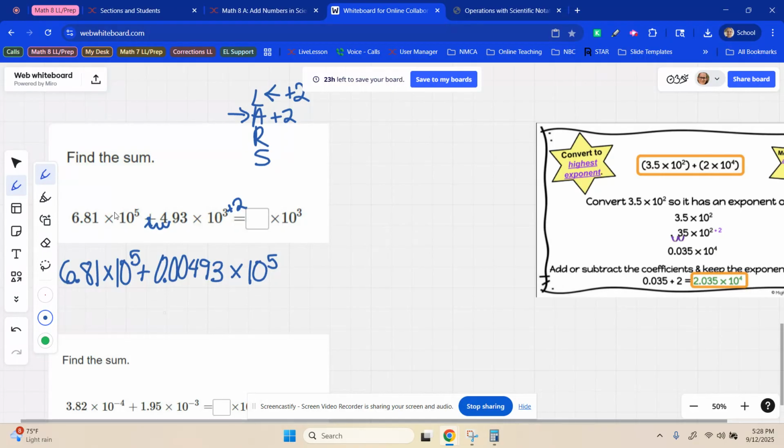Now, if you look, they're both 10 to the 5th power. You've got to have a match in your power of 10. Okay, these are both 100,000s. 6.81 100,000, 0.00493 100,000. Okay, so it's just like when I was adding 5 million and 3 million. I'm going to add the number part.